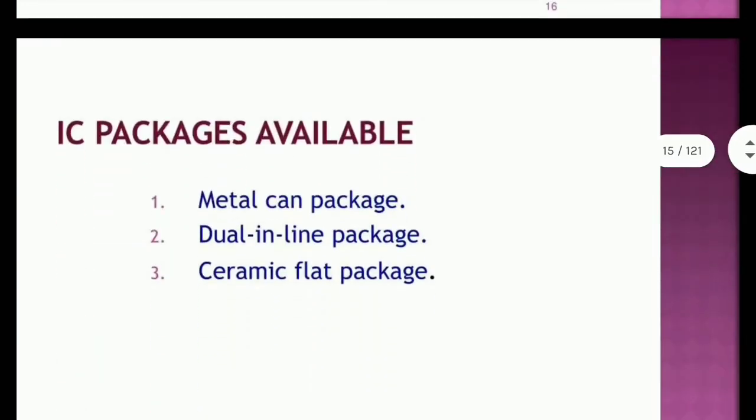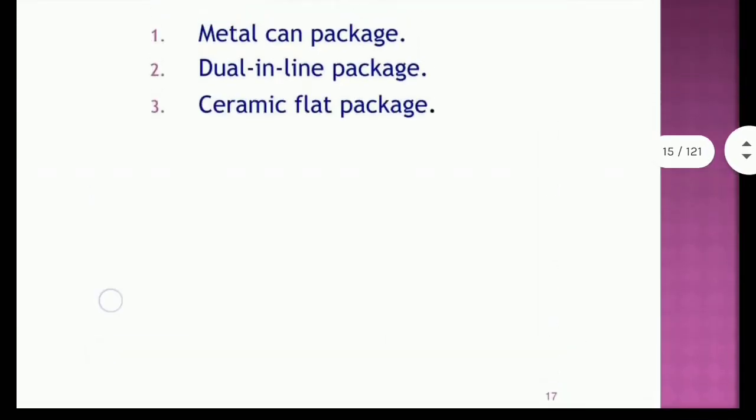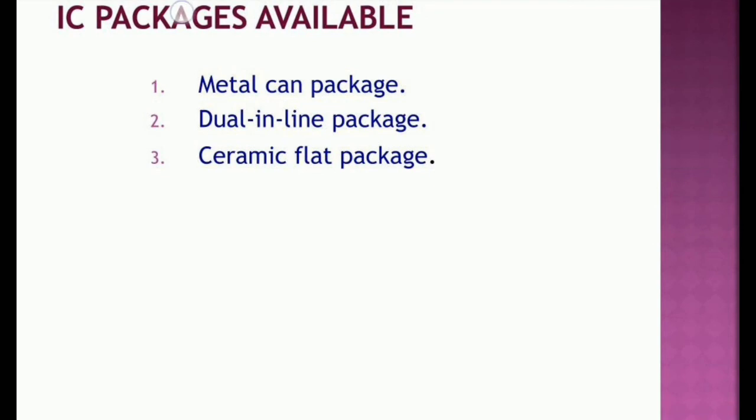So what are the IC packages available in the electronics field? The IC packages are the metal can package, the dual inline package and the ceramic flat package. Okay, so last one is assembly, packaging and processing. The metal can package is available with 8, 10 or 12 leads, whereas the flat and dual packages are commonly available with 8, 14 or 16 leads. But even 24, 36 and 40 leads are also available for special circuits.